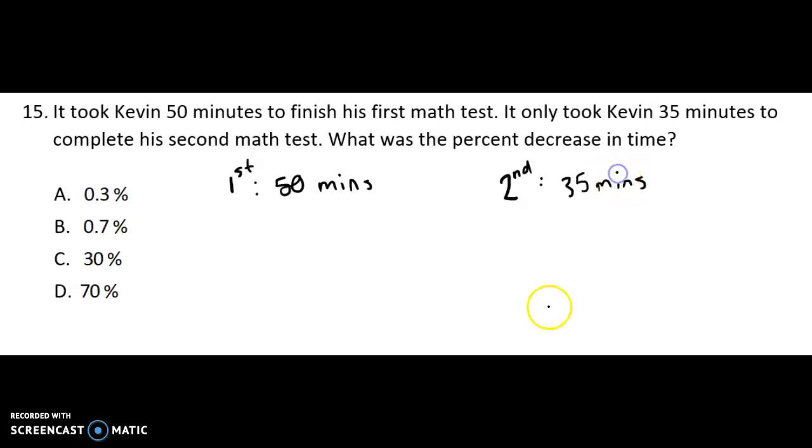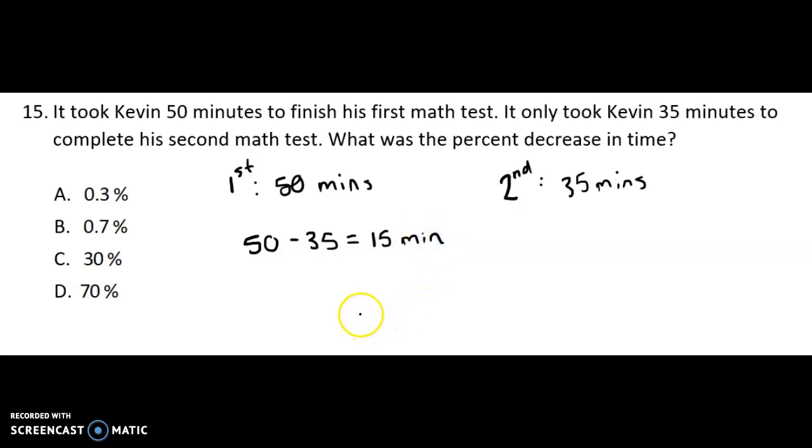So in order to find out the percent decrease, what I need to find out is, well, how much did it decrease in minutes to begin with? So if I take 50 and subtract 35, what I've got is a 15-minute decrease.